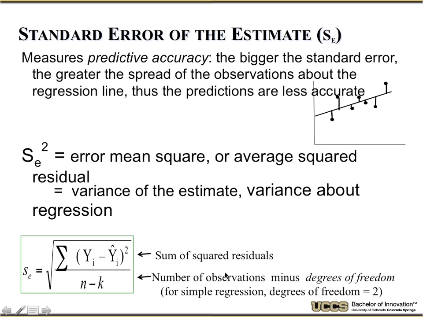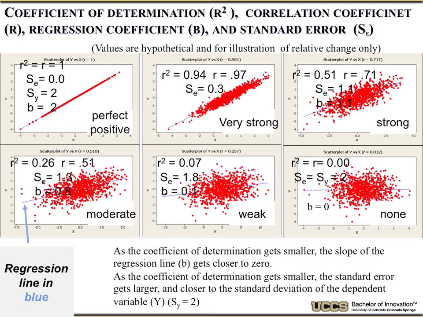And for simple regression, the degrees of freedom is 2, because I have 2 variables. If I have 3 variables, what's the degree of freedom? 3, right? So it's just the number of variables. And as the degrees of freedom go up, I divide here by a smaller and smaller number, which makes my standard error large. So for the same amount of residual error, I can have very different predictions.